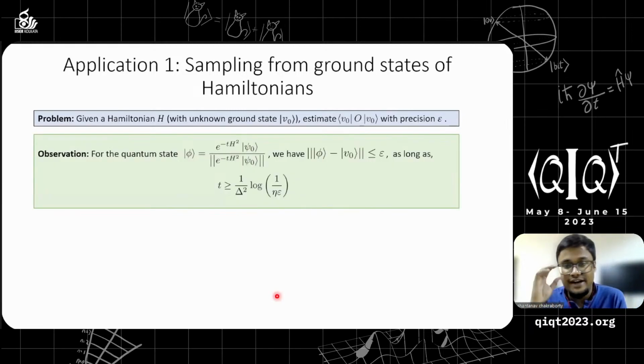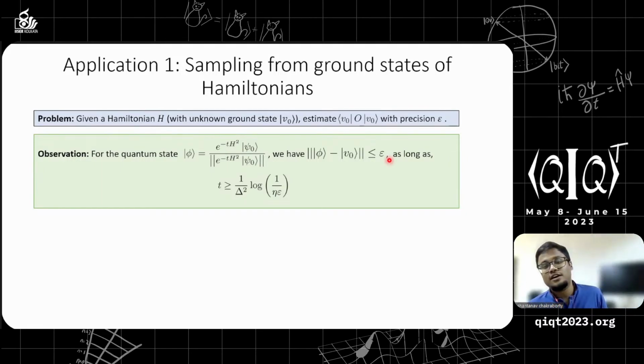So what is the strategy that we take? The first thing to notice is that given this initial state psi0, suppose you are able to implement this function of your Hamiltonian f of H, which is e to the minus t H square. You can think of it as a Gaussian operator. If you can indeed implement this operator such that t is greater than 1 over the spectral gap square times some log factor, then the resulting state is going to be epsilon close to the ground state. Okay, so this is the first observation.